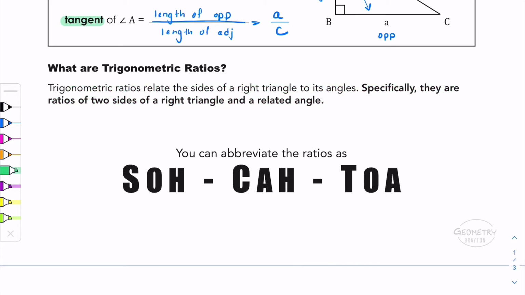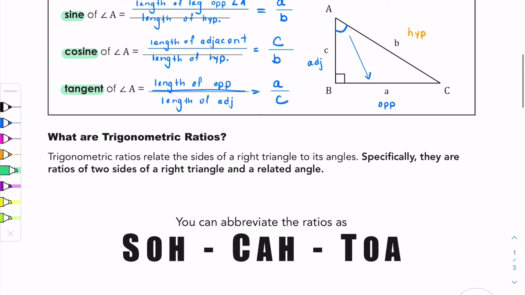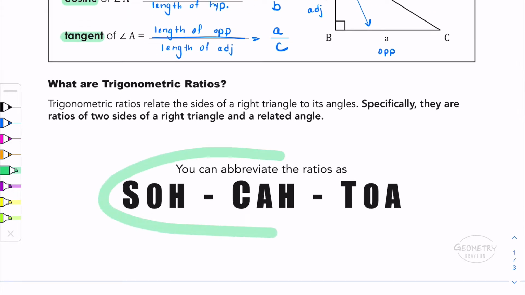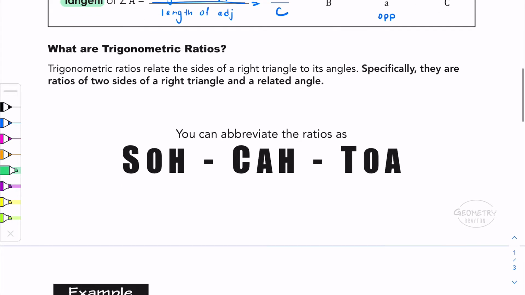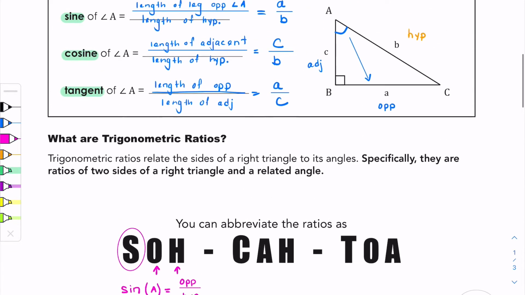We can abbreviate these ratios as SOHCAHTOA. And SOHCAHTOA tells you what all of this is up here. So instead of having to memorize that word for word, you can memorize this statement here and what it means. So this here is telling you that the first letter, in this case S, is going to represent sine. We abbreviate it as SIN. Sine of whatever angle, let's do sine of angle A, is equal to O for opposite divided by H for hypotenuse. And that matches what we set up here, opposite over hypotenuse.